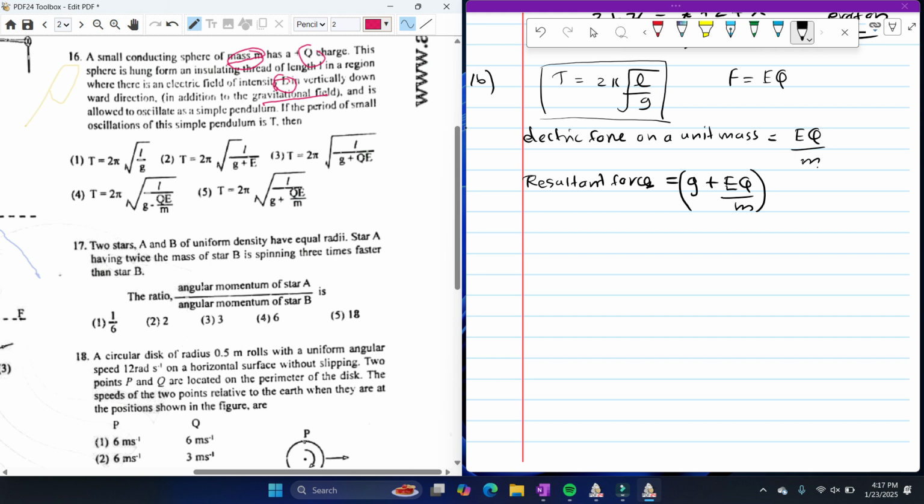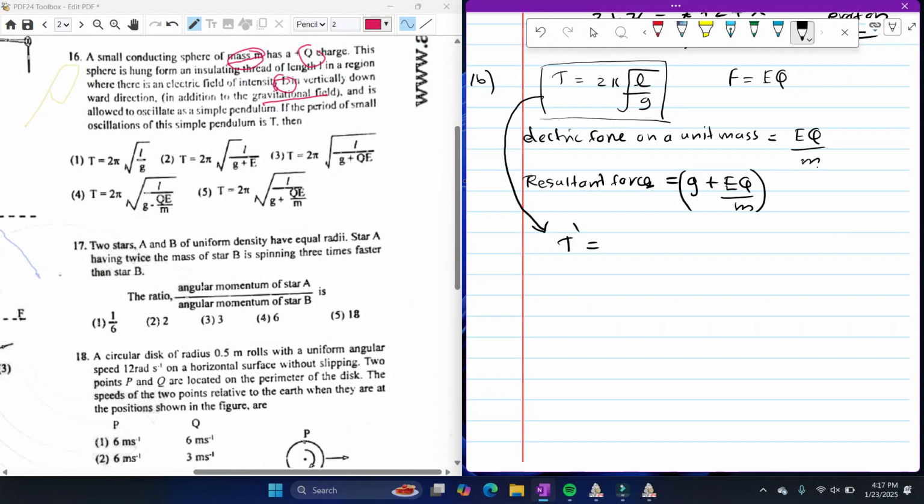So the new time period. Now substitute this data into this particular equation. We need the new time period. Though this was the time period for a simple pendulum, now the scenario has changed. You see there are electrical forces acting, gravitational force already acting, plus something additional is here.